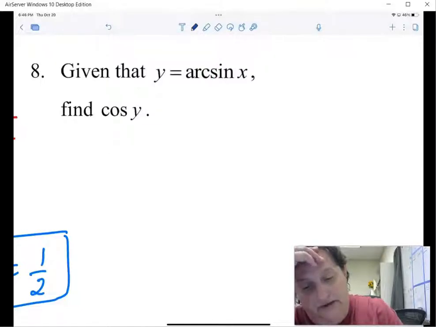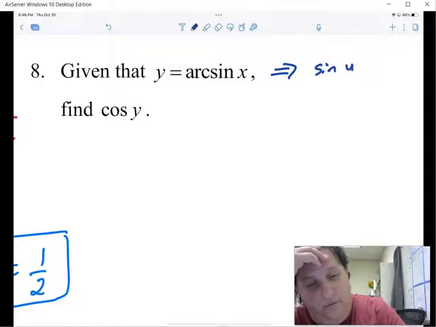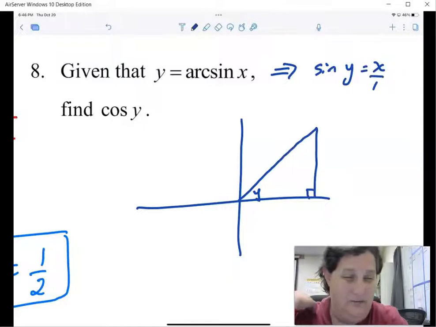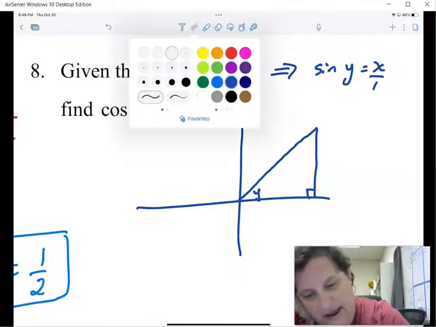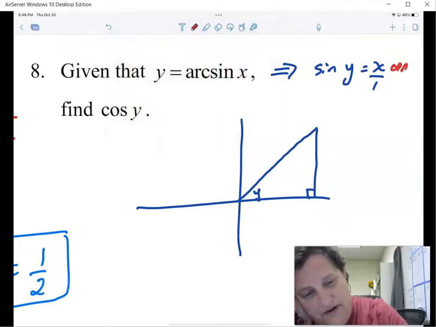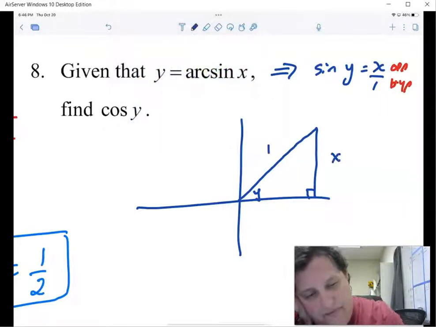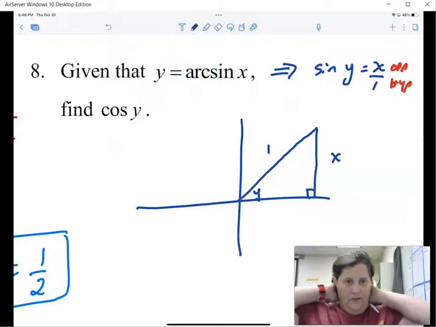Given that y is arcsine of x, that tells me that the sine of y equals x. All right, quadrant 1. Let's say the angle is y. Let's call that x over 1. And x over 1 is opposite over hypotenuse. We've got to get the other side.